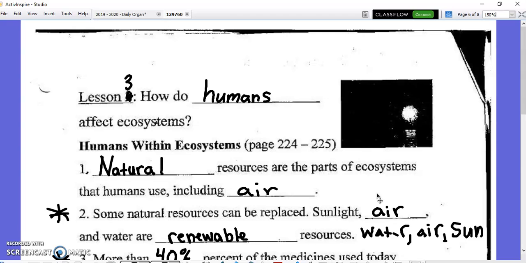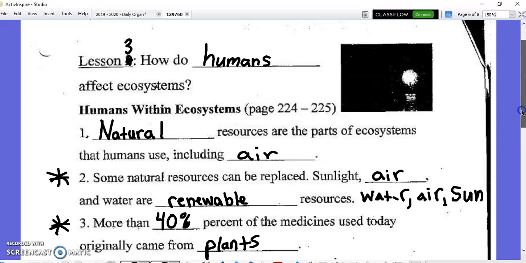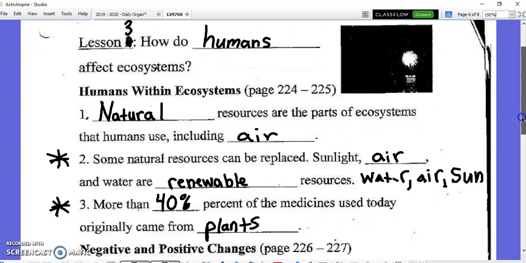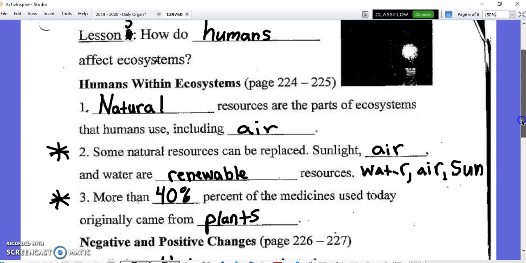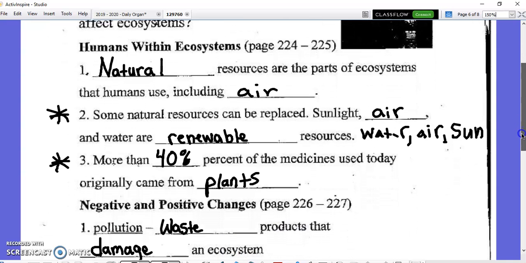Humans also impact ecosystems. Natural resources are parts of ecosystems humans use, including air. Some natural resources, like air, water, and sunlight, are renewable. More than 40% of all the medicines used today originally came from plants. And because we can replant those plants, they are considered renewable.